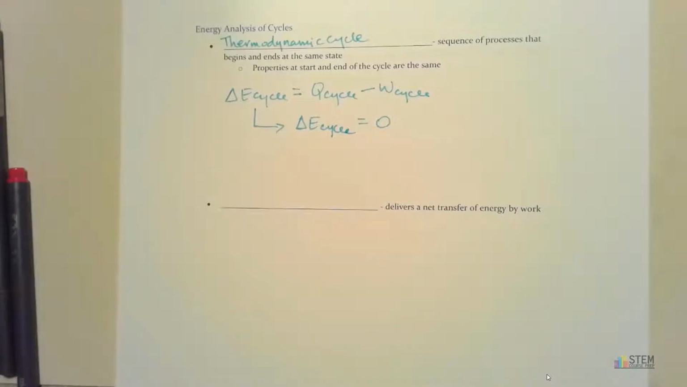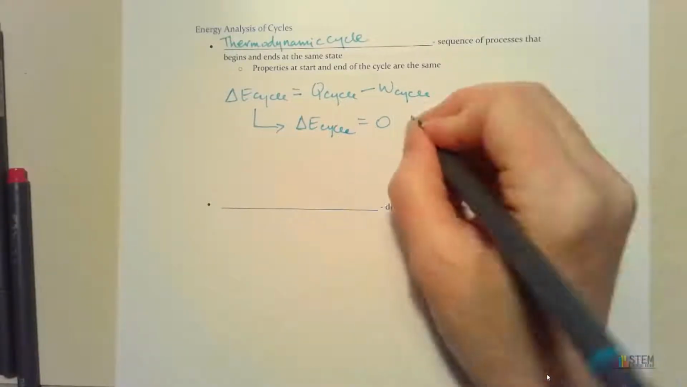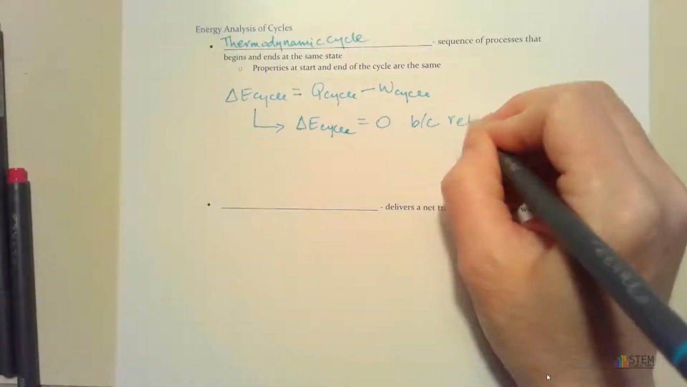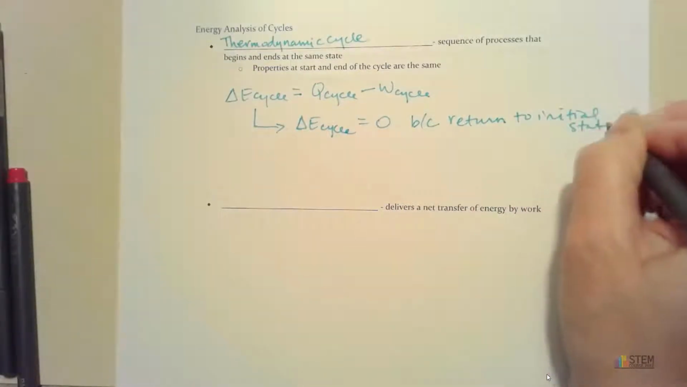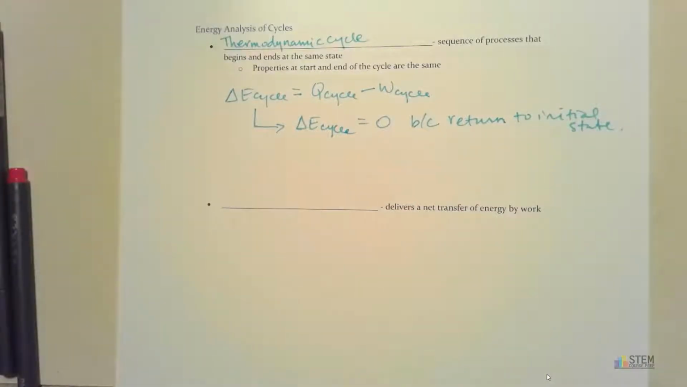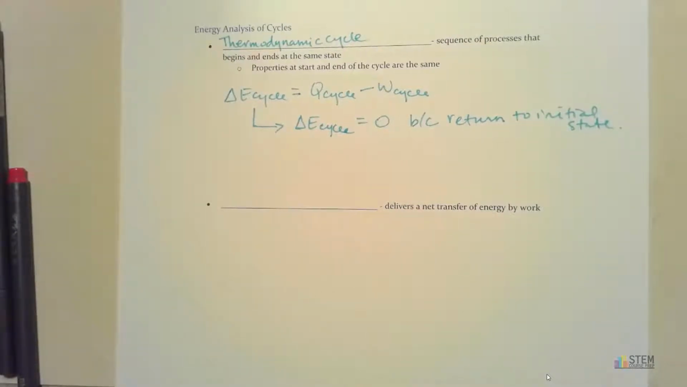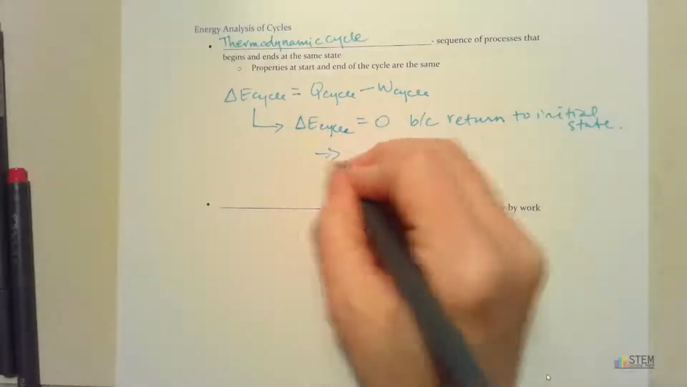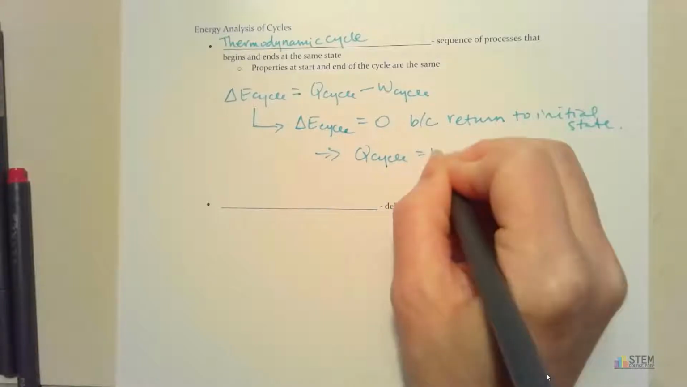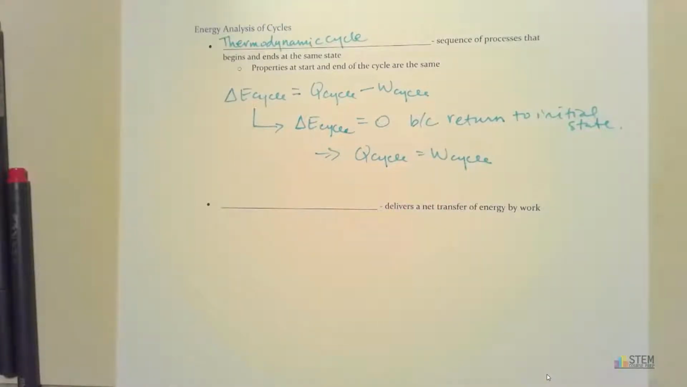Okay, so just think about what you have for that energy balance part of your equation. You're starting and ending at that same location, so you can't have a change in energy. So this is going to be because of a return to the initial state. Okay. Now, that being said, what does that tell us about Q and W? Right. So if delta E's got to equal 0, then that means Q has to equal W. So Q cycle is going to equal the work for that cycle.